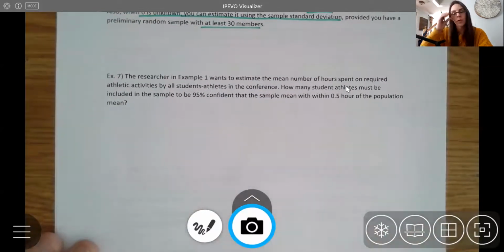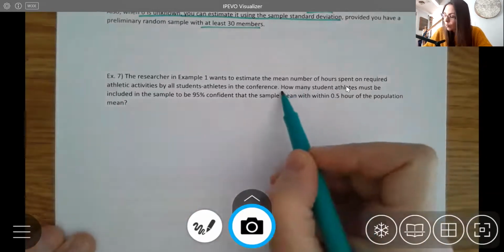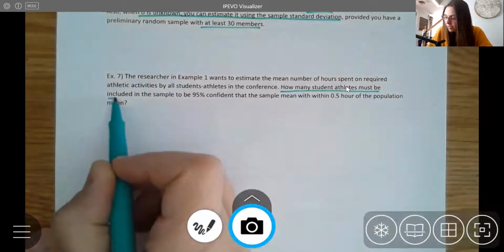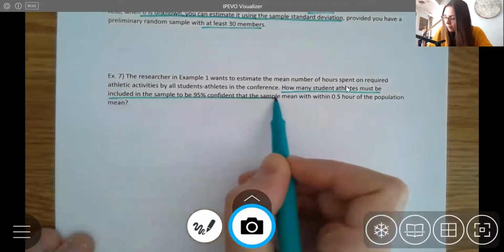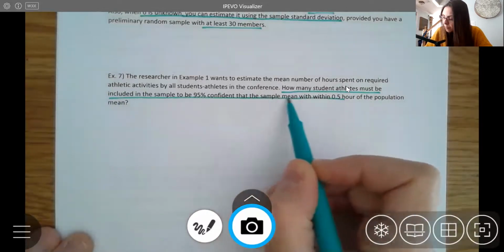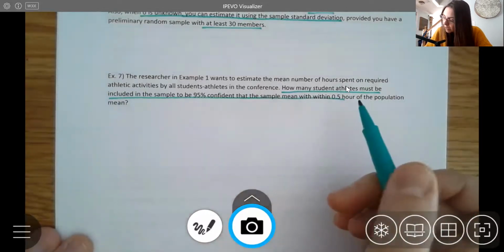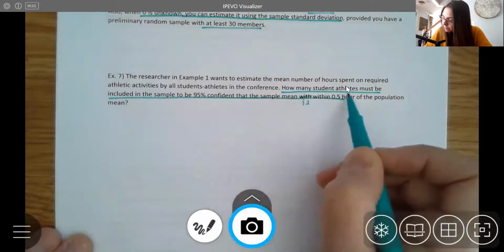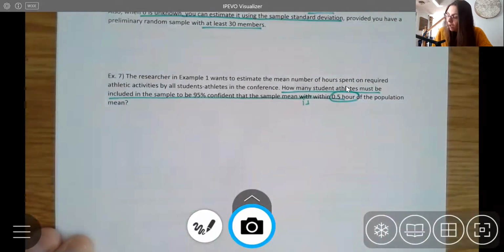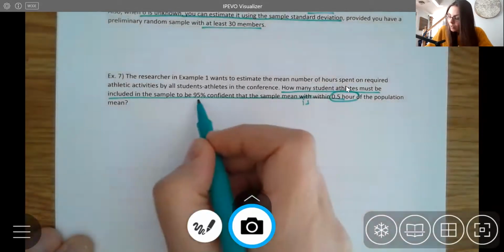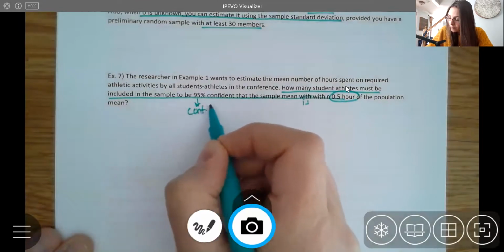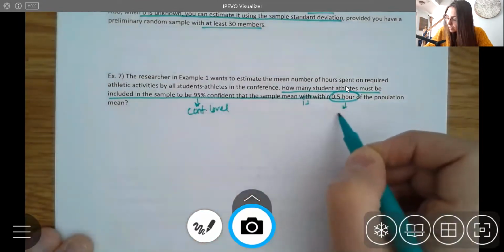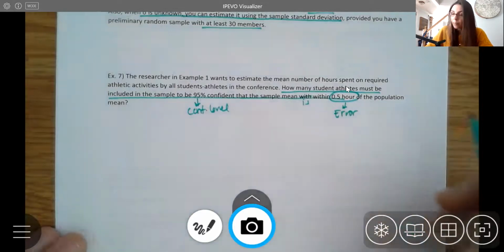So the researcher in example 1 wants to estimate the mean number of hours on required athletic activities by all student athletes in the conference. So how many student athletes must be included in the sample to be 95% confident that the sample mean is within 0.5 hours of the population mean? So this is our confidence level. And this right here is going to be the error that we want.